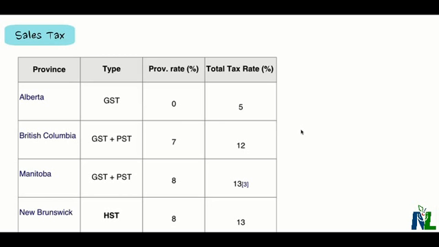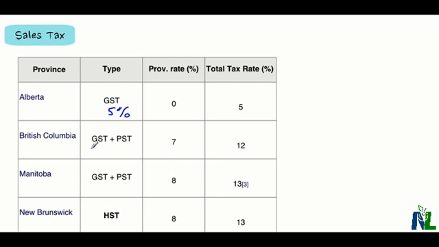Going to have a look at sales tax. I've provided a chart here for you that lists the provincial rate. So if you see PST, that's the provincial rate. And then this column here gives the total tax rate. So you can see right now the GST is sitting at 5%. And so that's all the sales tax that you would pay in places like Alberta.